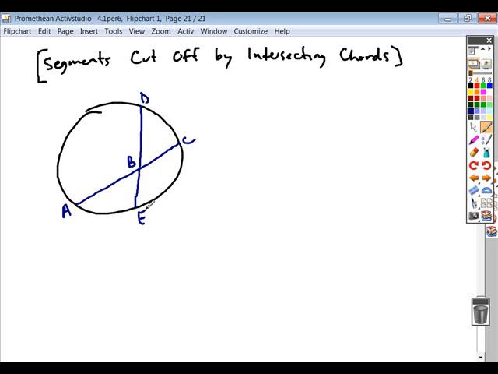What that means is if you take chord AC, the segments cut off on that chord, AB and BC, are going to have the same product as the segments of the chord cut off on DE. So it'll be segment DB and BE. And so that product will be the same on any chords that intersect one another.